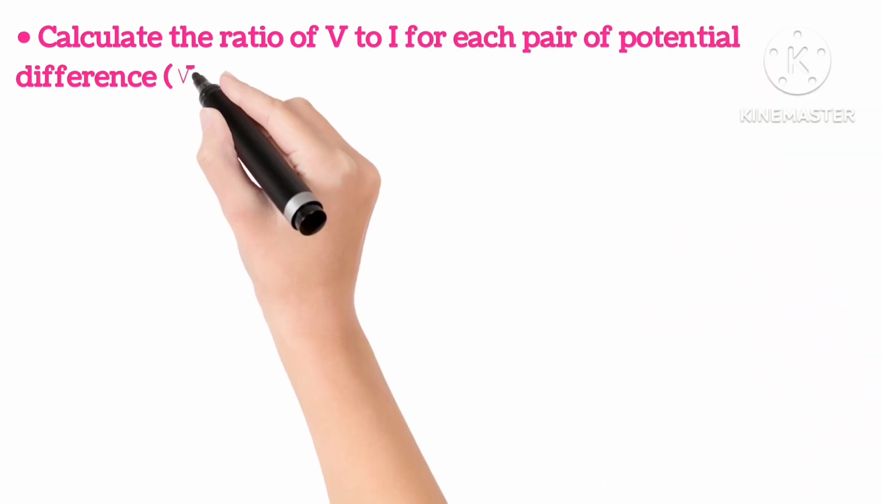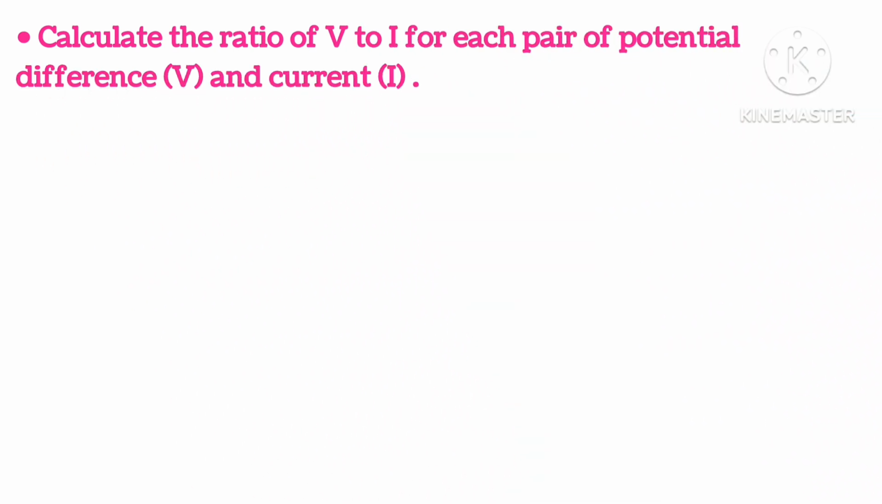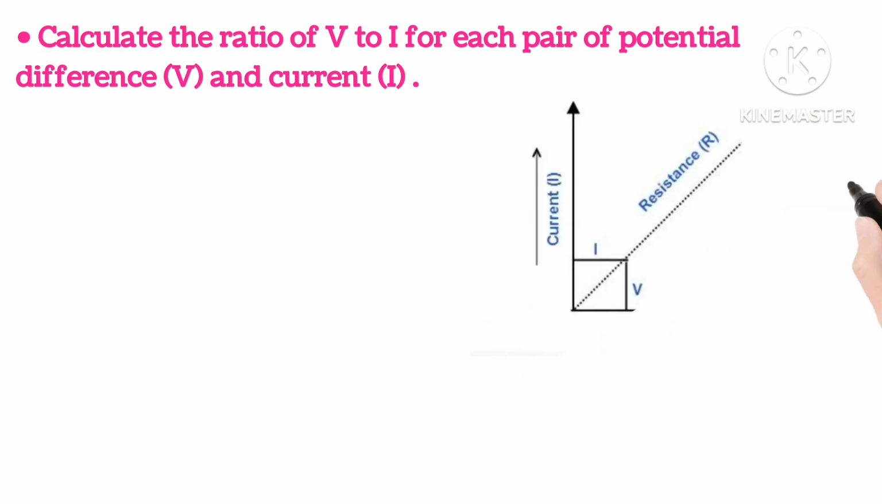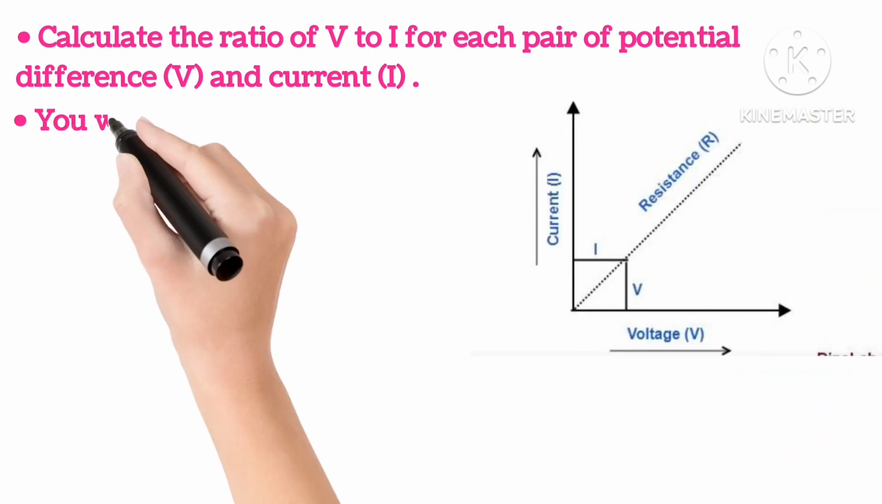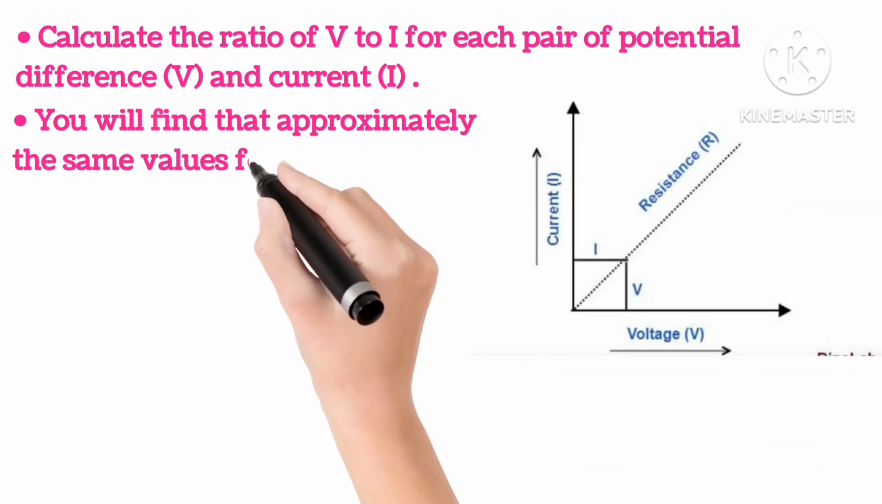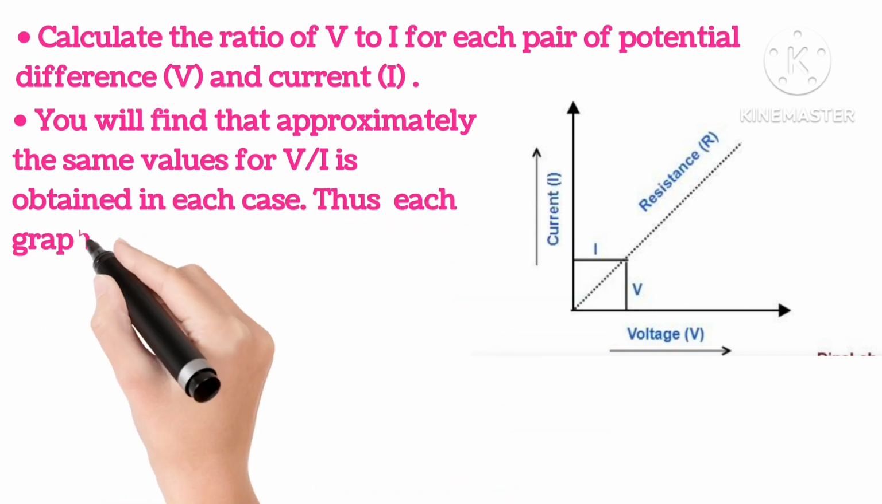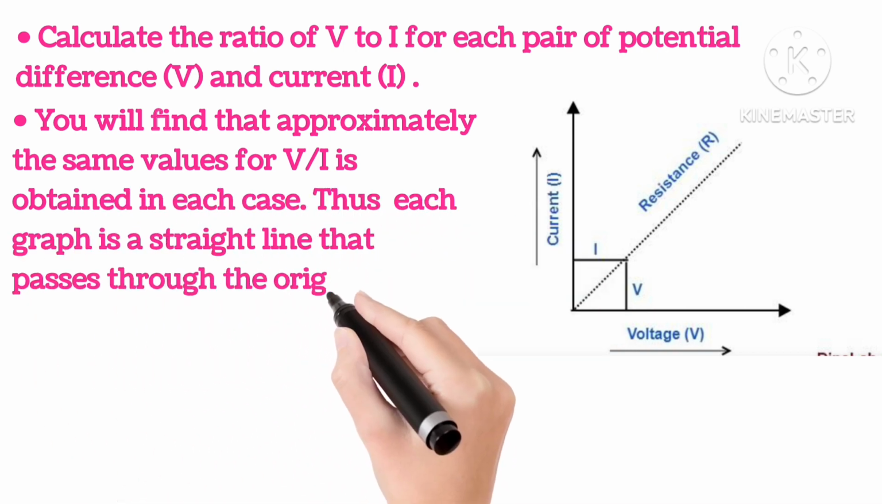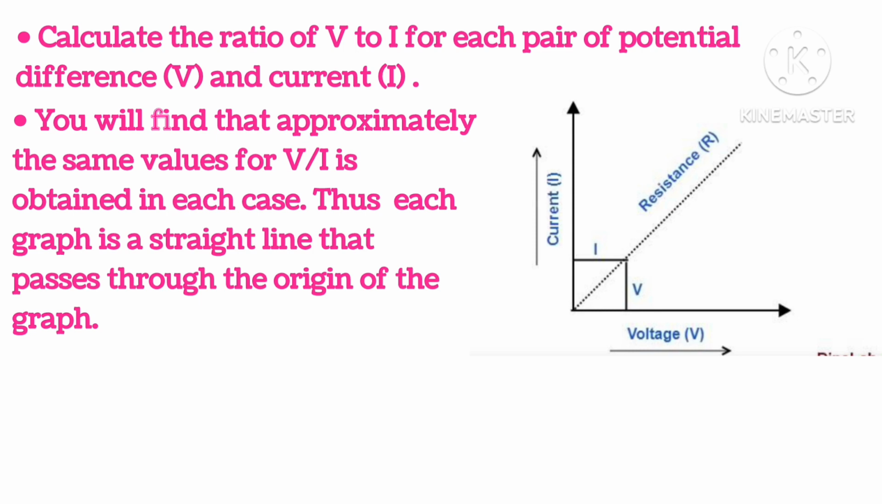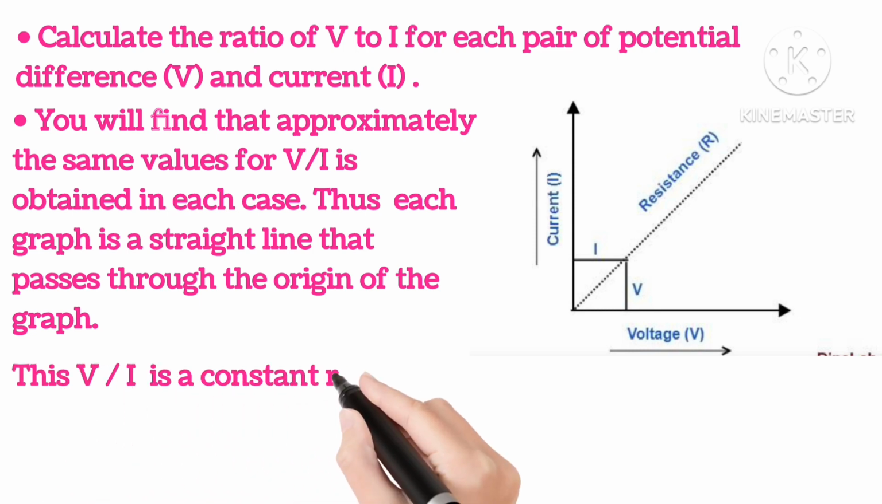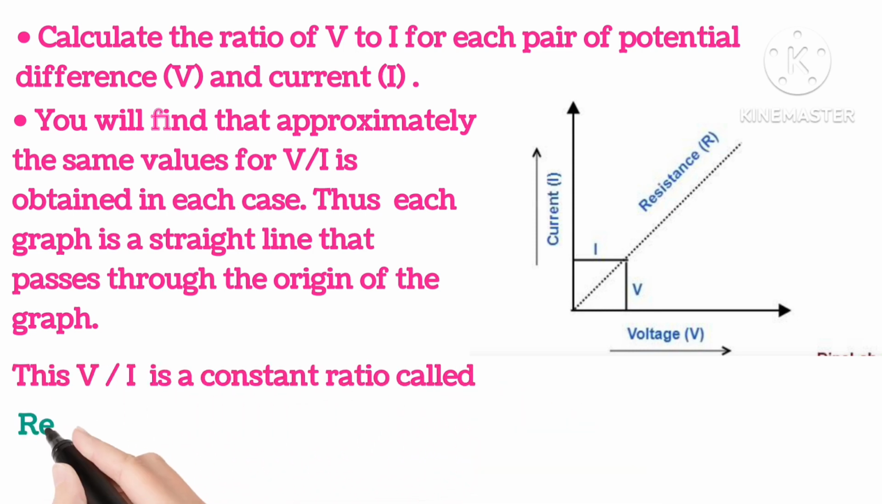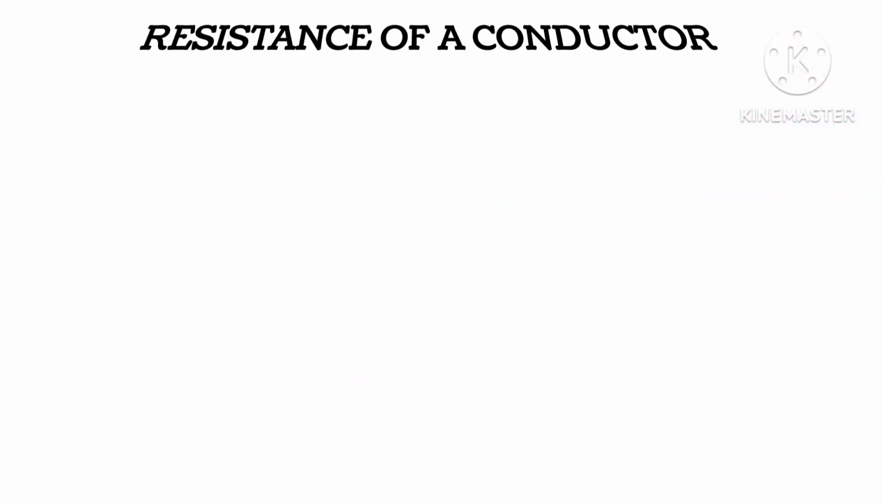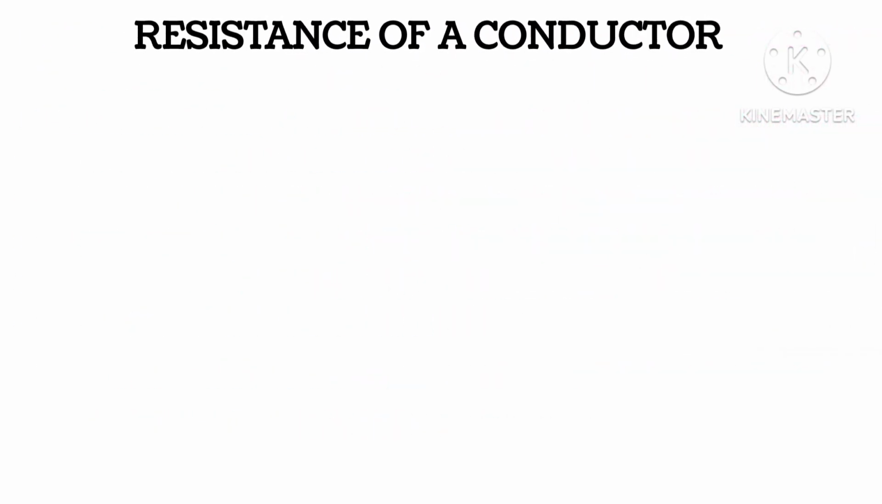Calculate the ratio of V to I for each pair of potential difference and current. You will find that approximately the same value of V upon I is obtained in each case. Thus, each graph is a straight line that passes through the origin of the graph. So, V upon I is a constant ratio called resistance. Resistance of a conductor.